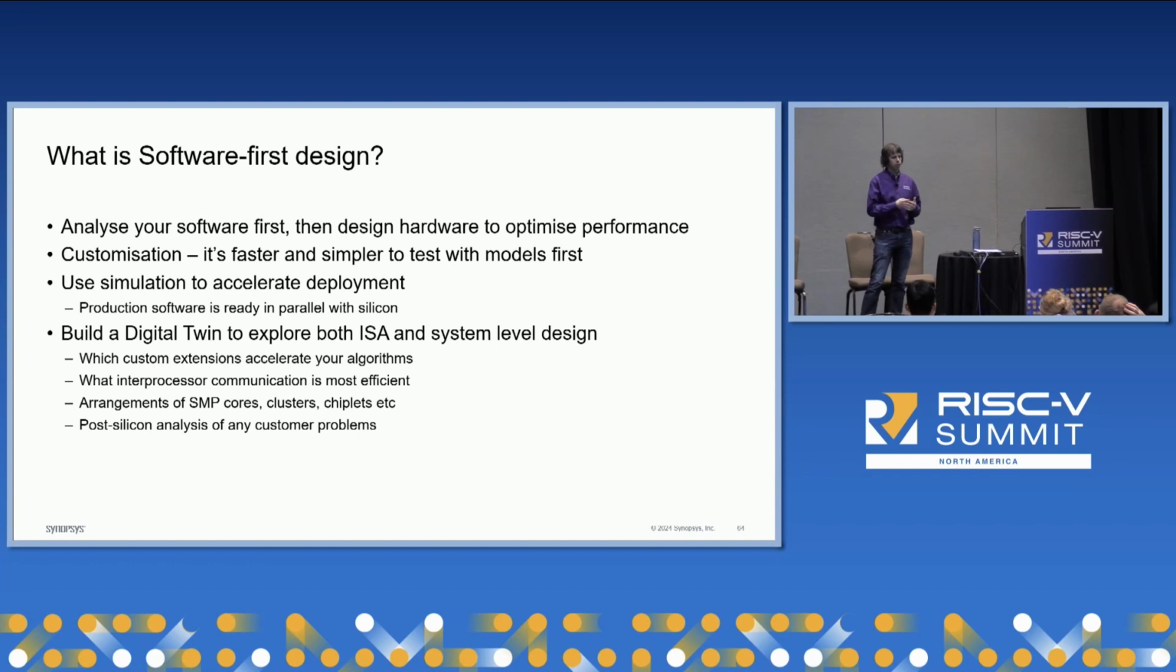So I'll show the benefit of this, but it means that production software can be developed in parallel with the silicon. And having a digital twin, you can explore both instruction set architecture and system level design. You can work out which custom extensions to use, how to do your interprocessor communication, what arrangement of cores and clusters you have. The introspection also becomes really powerful as well.